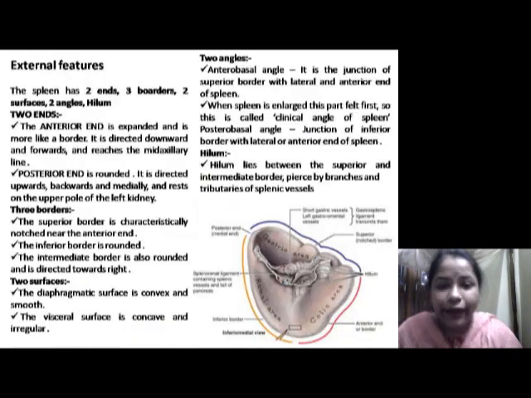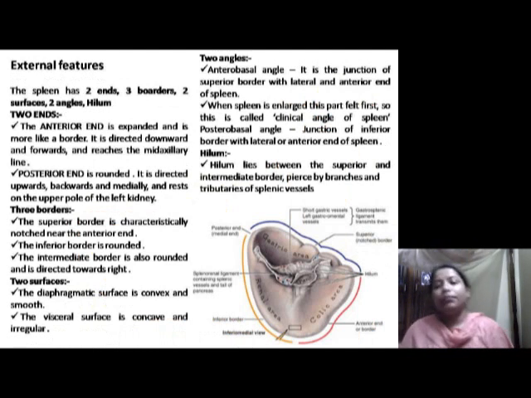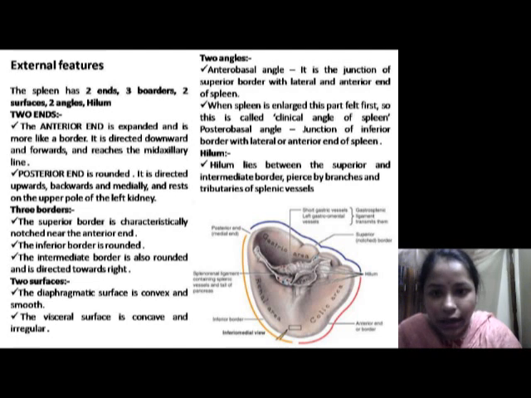Okay, next, coming to the external features of the spleen. The spleen has two ends, three borders, two surfaces, two angles, and hilum. So it has diaphragmatic, visceral, and colic surface, and anterior, posterior, and inferior border.